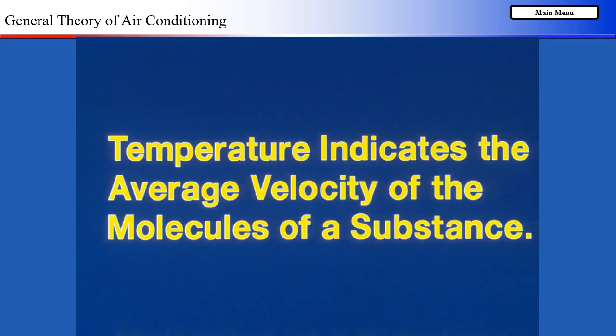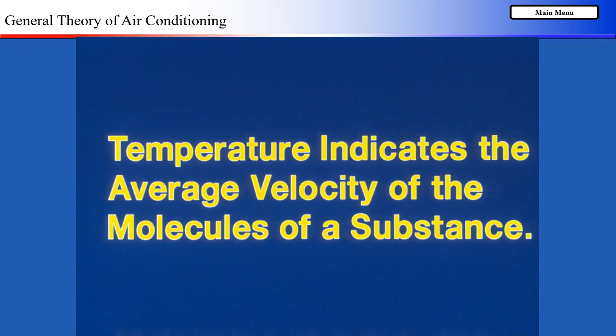As the temperature of the liquid is increased from -20 degrees Fahrenheit to 40 degrees Fahrenheit by absorbing heat, the molecules vibrate more rapidly and move a little farther apart. The density of the liquid refrigerant has changed very little. Temperature indicates the average velocity of the molecules of a substance.